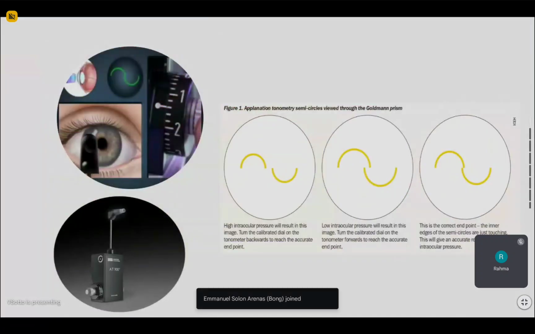That's when we record, and then we check the scale to see at what point we can appreciate the mires touching each other. For this one, the pressure is 14. Each line represents 2 millimeters. So the first would be your 10, the second line would be 12, the third is 14, and so forth. In between, you have your 11 and 13.